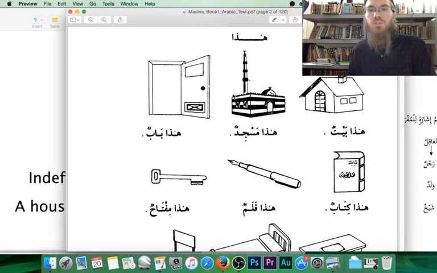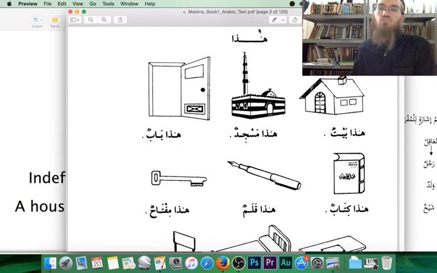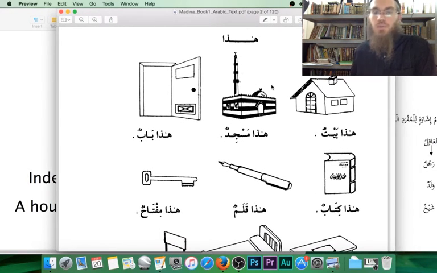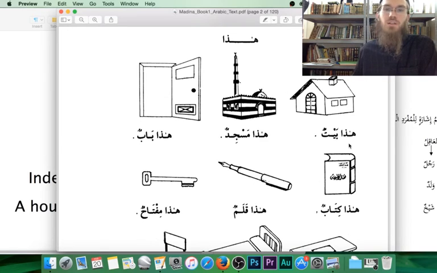So those are just a few added benefits to this lesson. I know it's very easy to just pick up this book and just say hadha means this, hadha baytun, this is a house, hadha masjidun, this is a masjid. But there's actually a lot that can be derived from even these simple examples if you have the right explanation, if you have a teacher who can explain it to you.